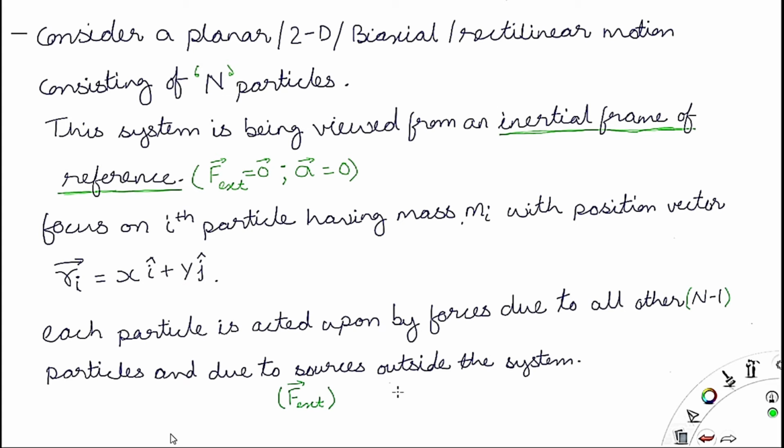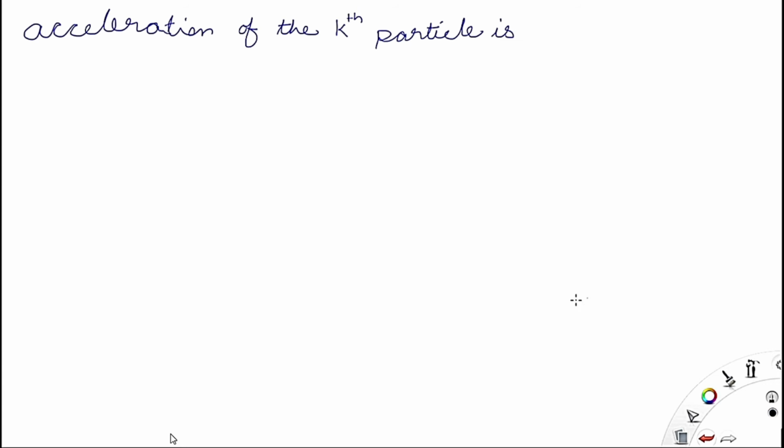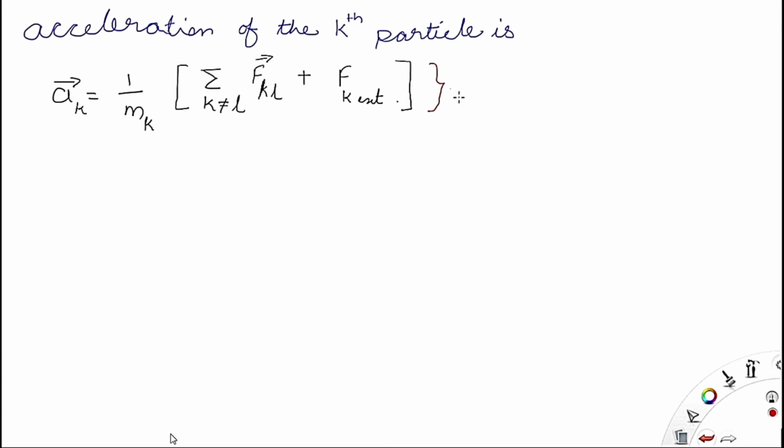So now we are considering the motion of n particles, and each of the n particles is subjected to internal forces due to the other n minus 1 particles, and also to external forces F external. Now the acceleration of the kth particle is given by Ak is equal to 1 by mk times the summation over k not equal to L of FKL plus Fk external. This is the second law.